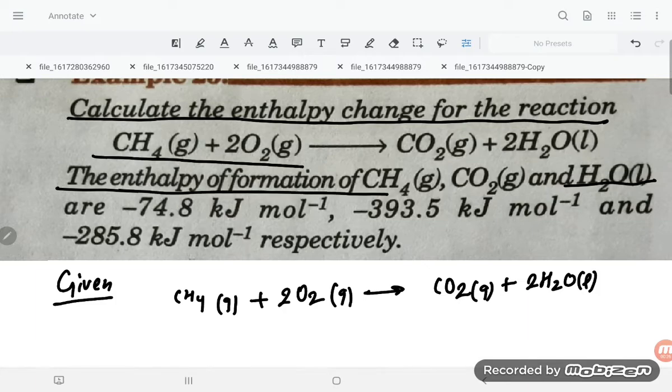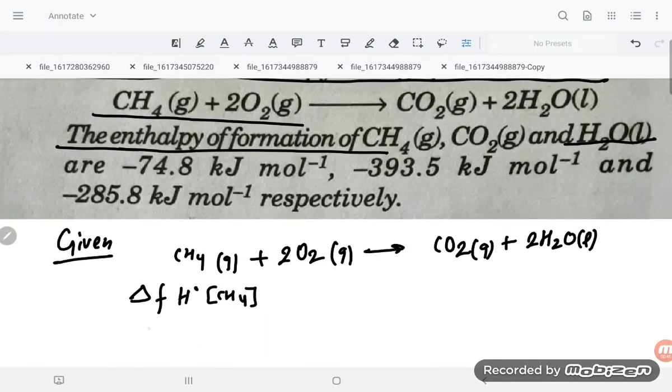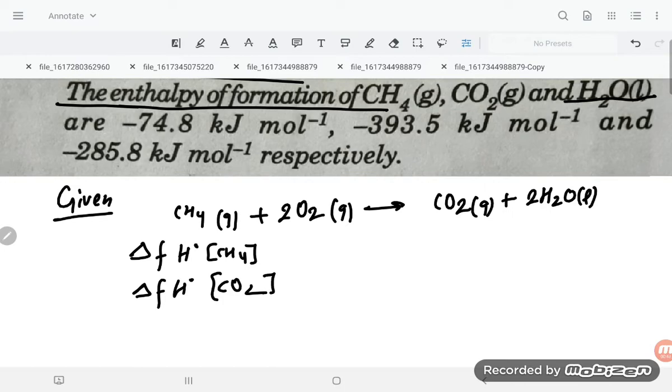The enthalpy of formation of methane is given. What is the enthalpy of formation, students? Delta f H, in the standard state. CH4 is given, then they are also giving delta f H not for CO2, and for water also. So these many things are given.